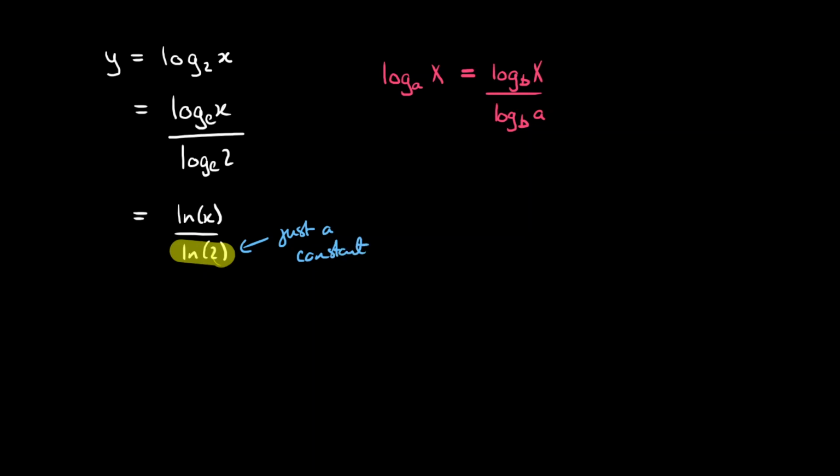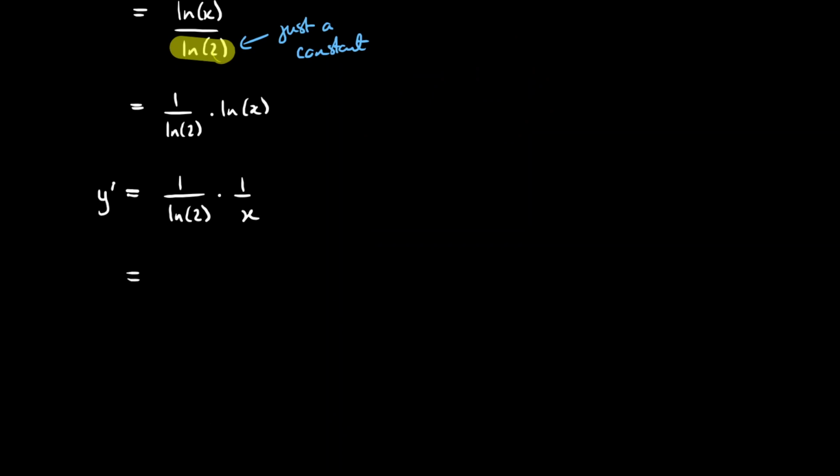Okay, so perhaps a better way to rewrite this expression is to say that this is 1 upon ln 2 times ln x. So that when we differentiate this, the 1 upon ln 2 remains unchanged because that's just a constant. So we get 1 upon ln 2. But then when we differentiate the ln x, what we're going to get is 1 upon x. So our final answer here is going to be 1 divided by ln 2 times x. Okay, so that's how we differentiate that.